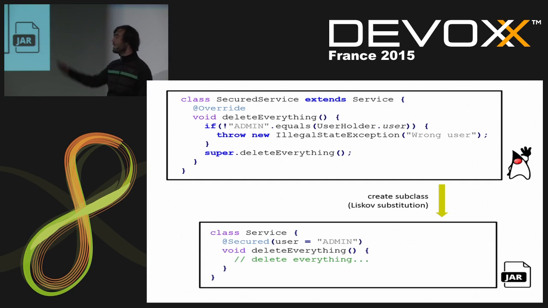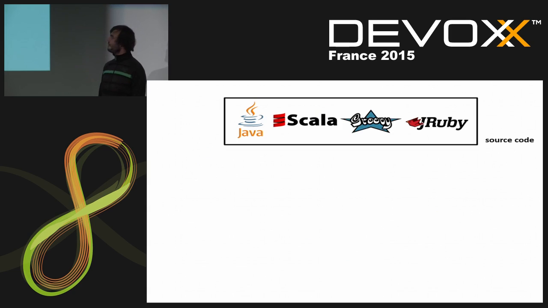This is more or less a Liskov substitution, and this is working well in Java because we have static types. A secured service can be used everywhere where you would use a service. You don't have to know that it's a secured service, you can just substitute it, right? This is how Java works, right?